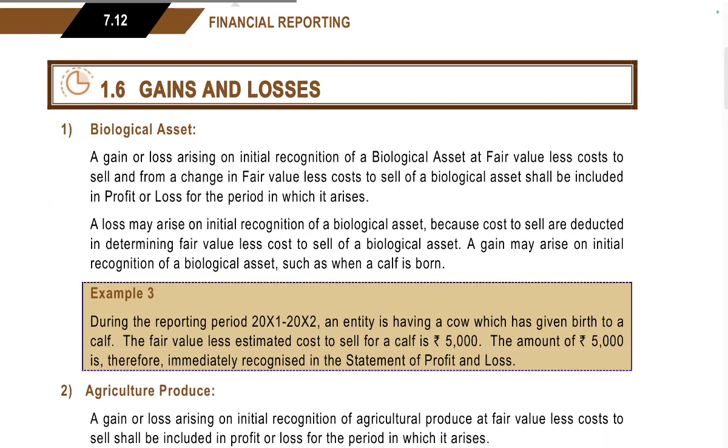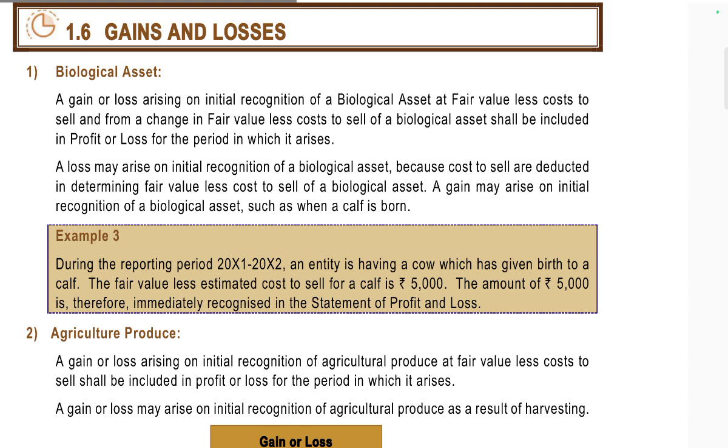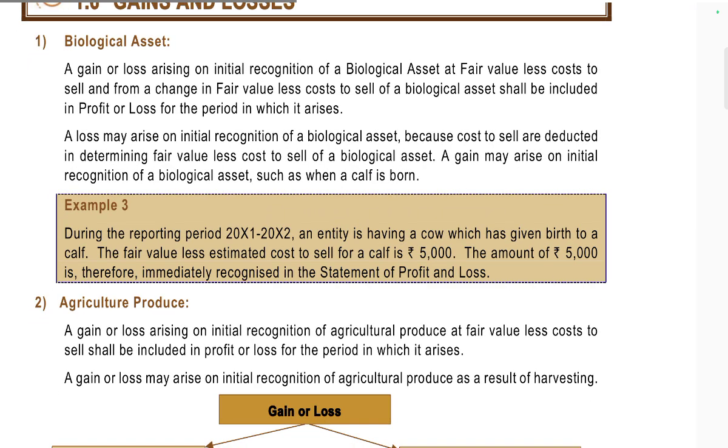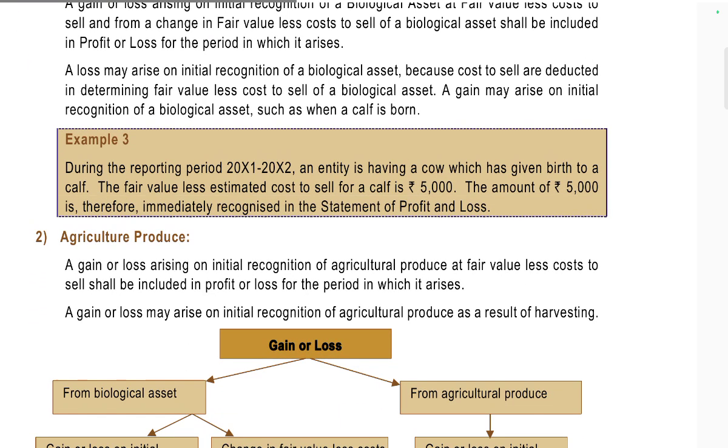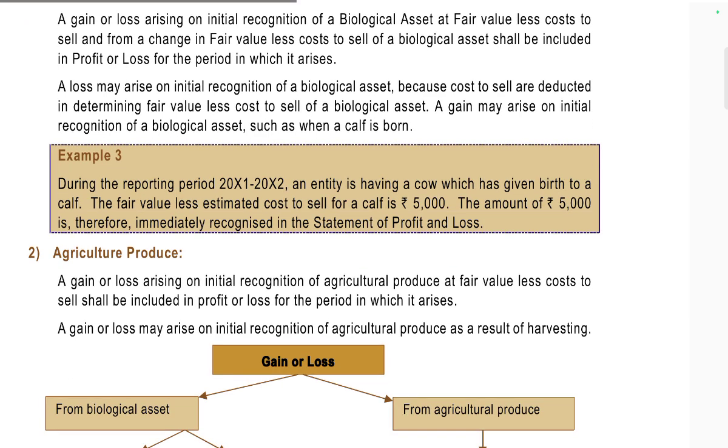Gain and loss on biological assets. The gain or loss arising on initial recognition of a biological asset at fair value less cost to sell, and from a change in fair value less cost to sell of the biological asset, shall be included in profit and loss of the period in which it arises. The loss may arise on initial recognition of a biological asset because the cost to sell is deducted to determine the fair value less cost to sell of the biological asset.